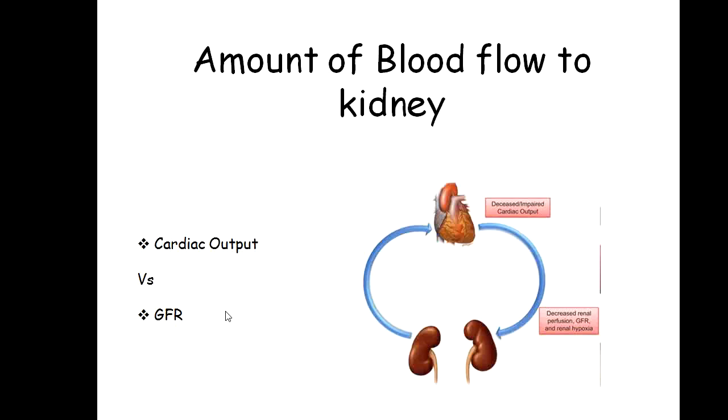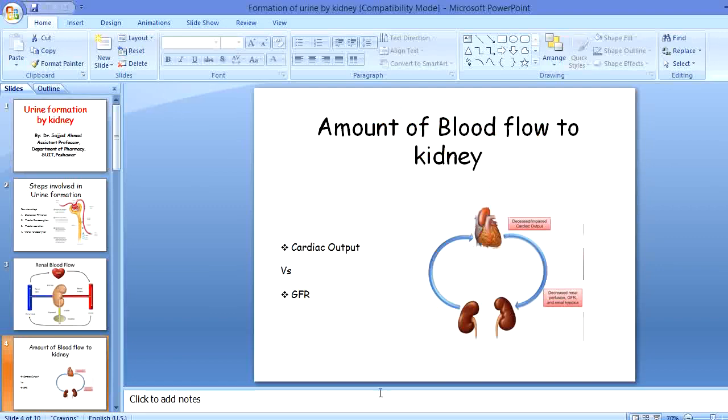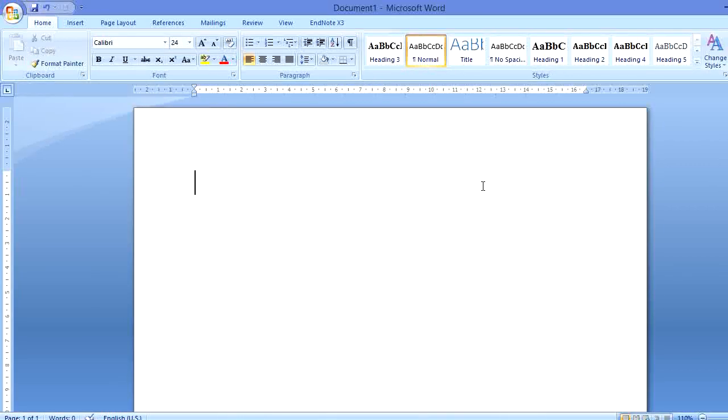Okay, now how much blood goes to the kidney? Around 5 liters of blood goes from the heart to the aorta, 5 liters of blood per minute. But out of this 5 liters of blood, we should focus on this one. For example, per minute, cardiac output, you know that 5 liters of blood goes to the aorta from the heart per minute.